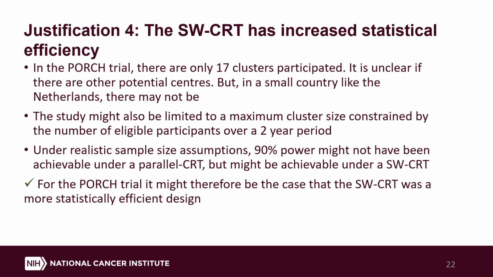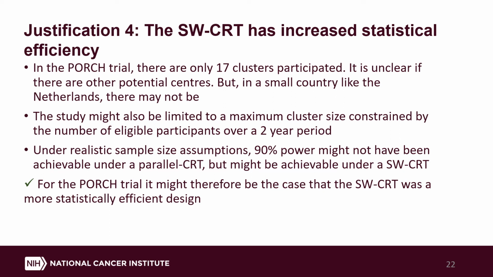The fourth justification is that it has increased statistical efficiency. Now, in the Porsche trial, there are only 17 clusters. It's unclear whether there are other potential centres, but in a small country like the Netherlands where this trial was set, there might not be. So 17 might have been the only clusters that were available.